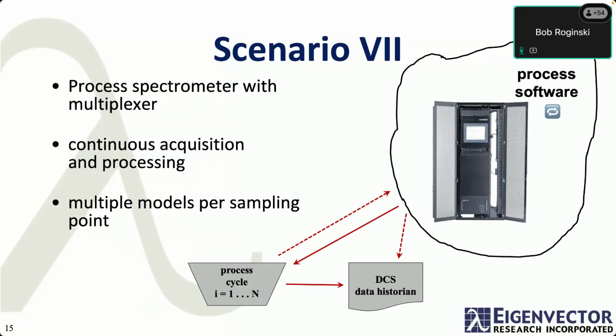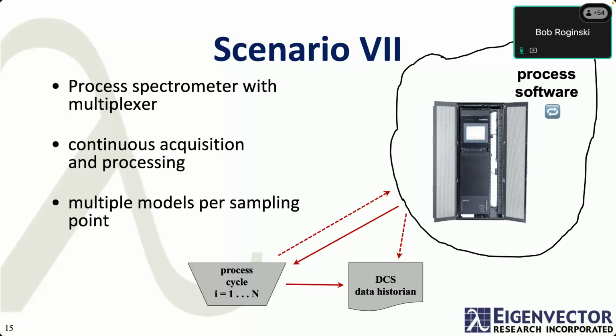Next scenario, we'll consider a process spectrometer with a multiplexer. Optical multiplexer means that with a single spectrometer, we can monitor many different points in a process or a plant. An example of a cycle would be that for each cycle, the spectrometer is going to do measurements across each of those sampling points.